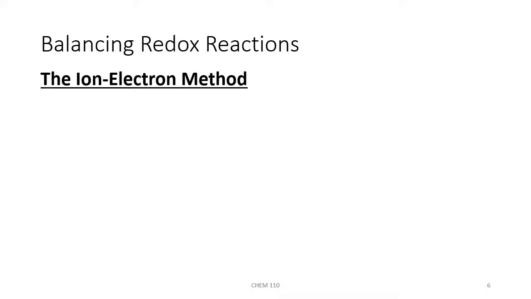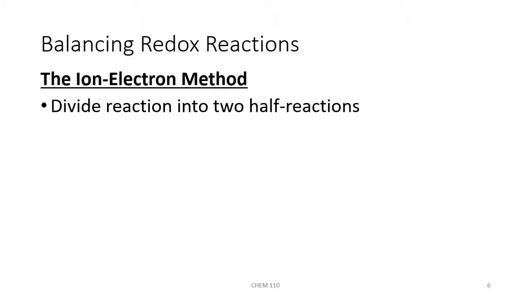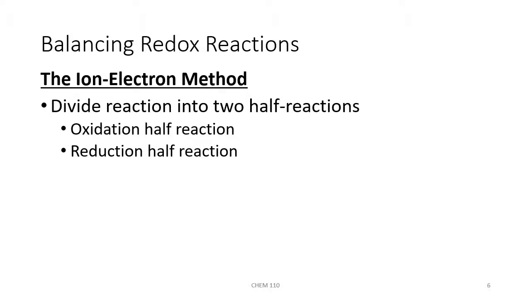By following something called the ion-electron method, this outlines a series of steps that we can follow in order to balance any redox reaction. First, we'll divide our reaction into two separate half reactions, one for oxidation, one for reduction. Then we'll balance each of the half reactions separately.